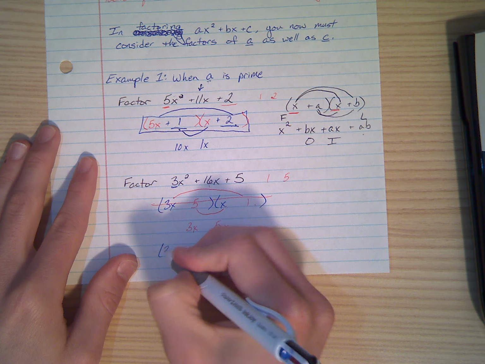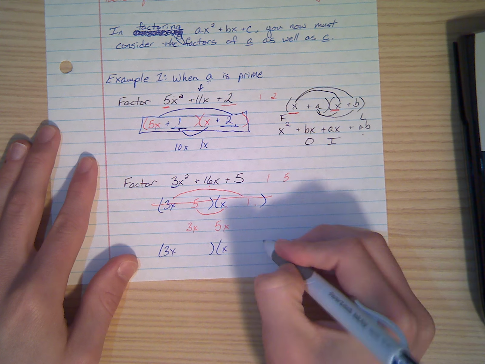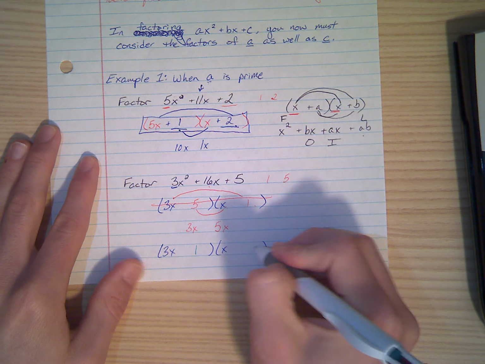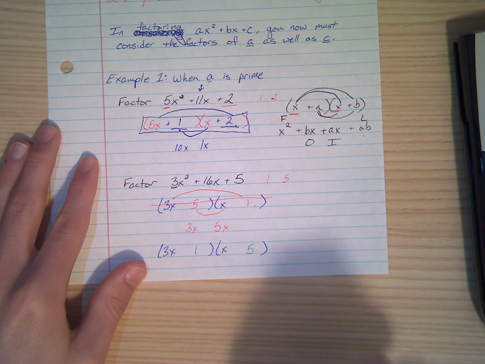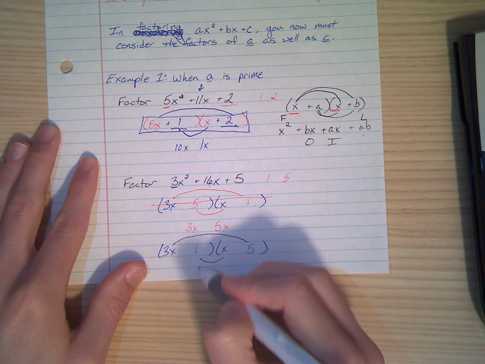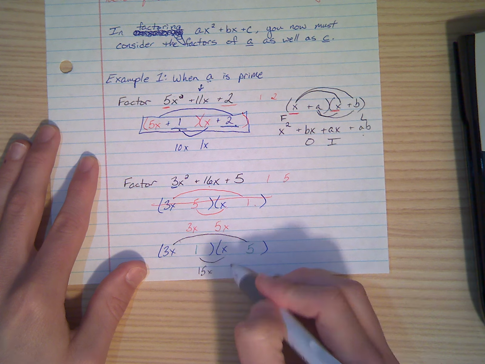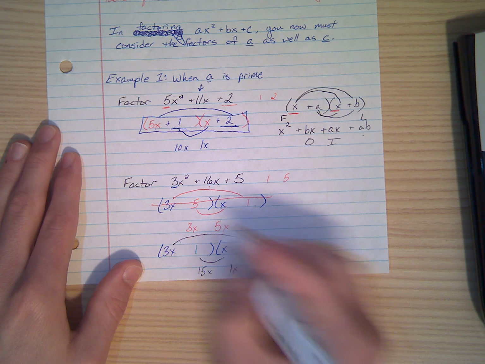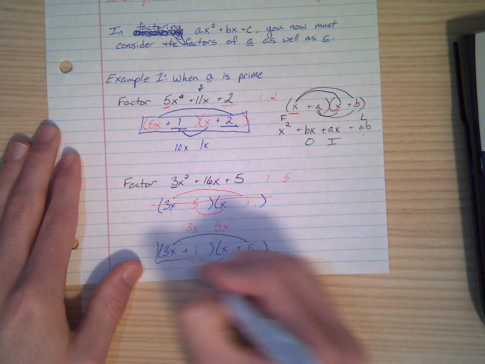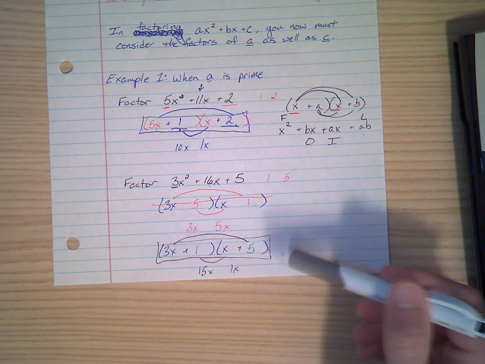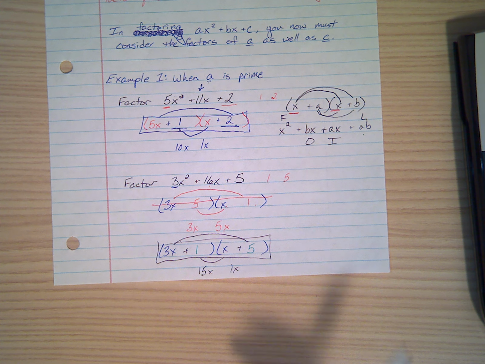So we start over. 3x and x. Well, we tried 5 here and 1 here. The only other option for us to try in this case would be the 1 here and the 5 here. So now when we multiply it out, 3x times 5 is 15x, 1 times x is 1x, so you get 15x plus 1x, which is 16x, and that's what we were looking for. So this would be the factored form for that one. Again, you might have to guess and check a little bit in order to do this.